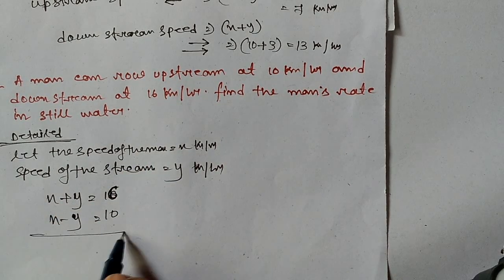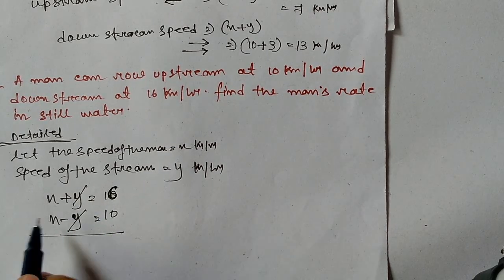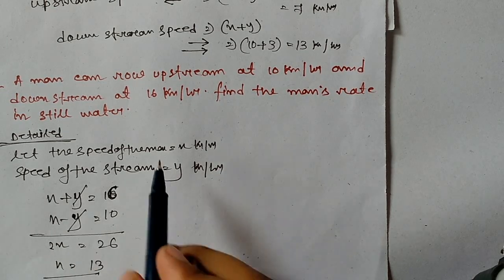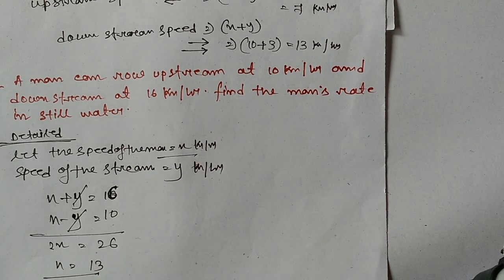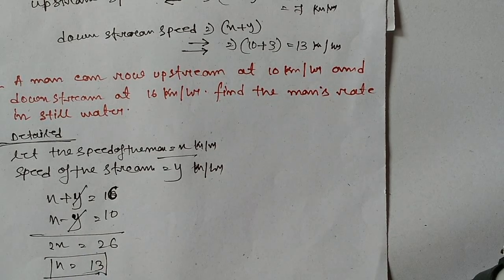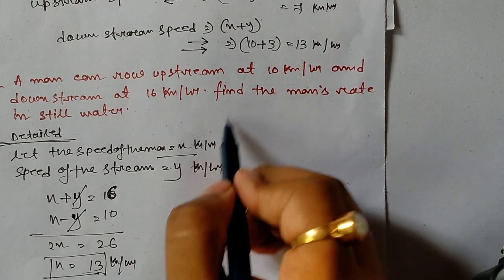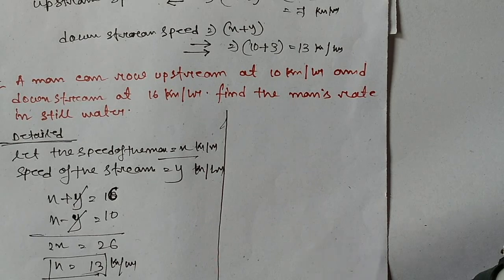Okay, now by solving this, y cancels out, we get 2x is equal to 26, and x means 13. We have considered that x is the speed of the man. So our answer is x is equal to 13. So the speed of the man is 13 km per hour. Now let's move on to the short process.